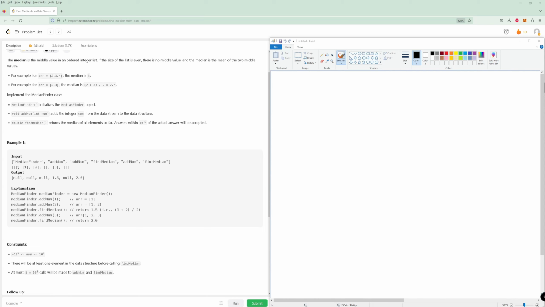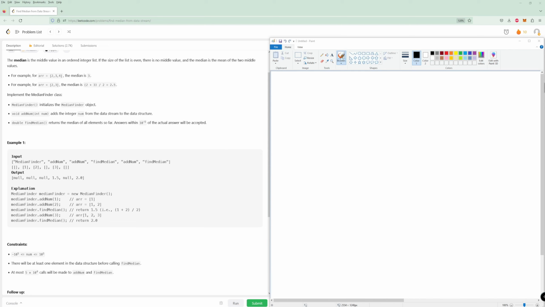Okay, we have some examples, so let's look at it real quick. We add 1, we add 2, we get the median. Since there's two numbers, it's going to be the average, so 1.5 here. We add 3, and then the median is the middle number because we have an odd number.